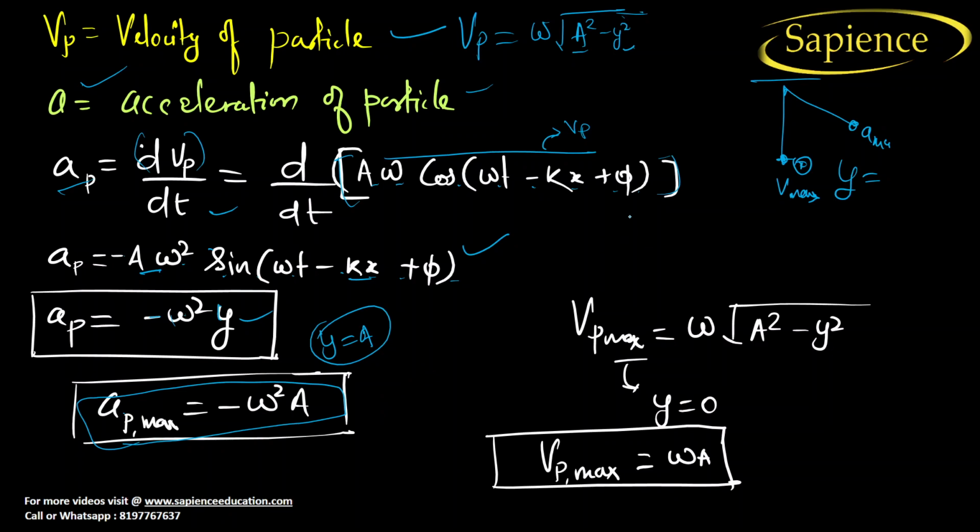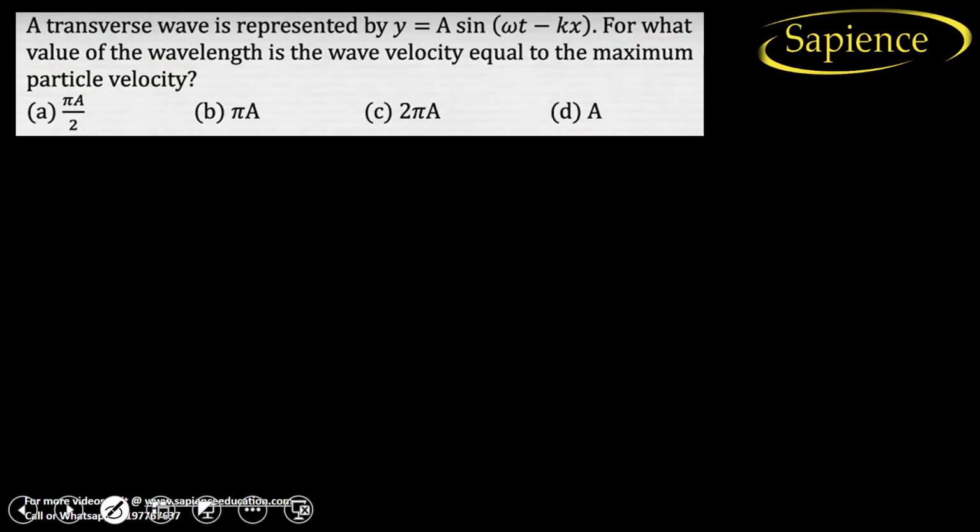Now let us consider the velocity of the particle when it is maximum. If any SHM is there, it has a mean point. At the mean point, y is equal to 0. So if y equals 0, the velocity will become maximum. If I put y equal to 0 here, the maximum velocity of the particle is omega a. I hope you have understood and got many relations.